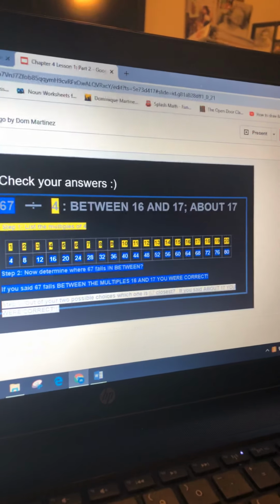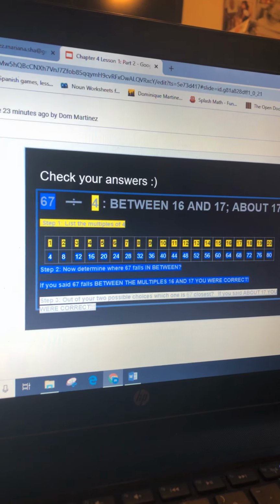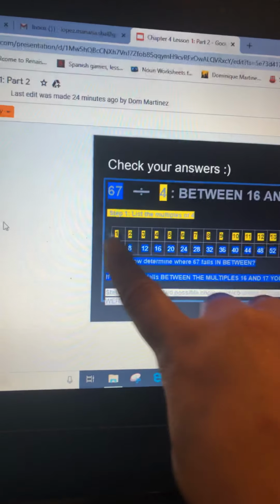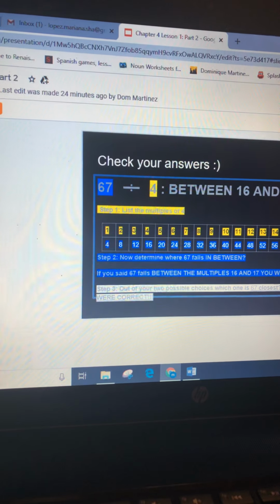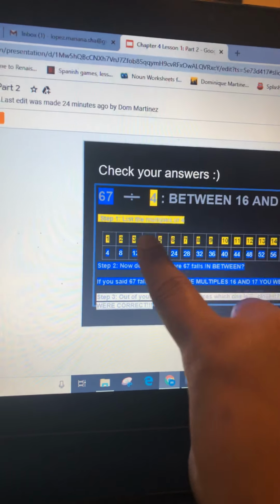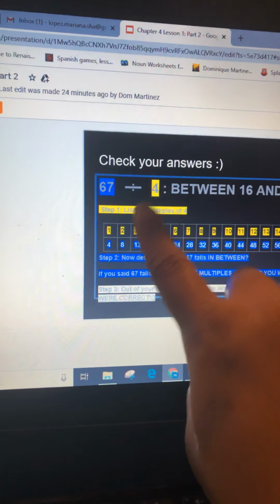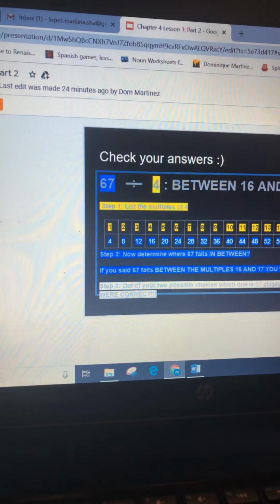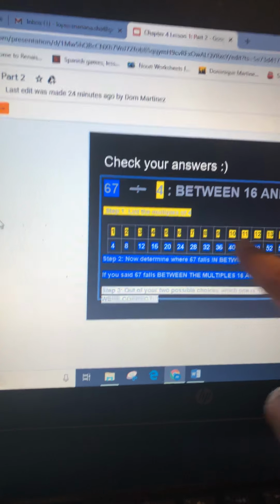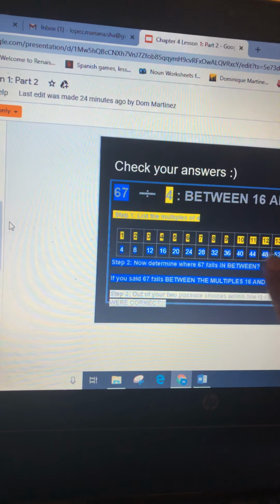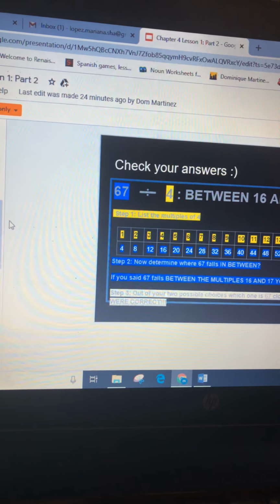Moving on. I want to make it clear that you guys understand that these are the factors. These are things that are multiplied by 4. So 4 times 1 equals 4. 4 times 2 equals 8, and we keep going. The yellow are always the factors, and the bottom one, the blue, is always the multiples.